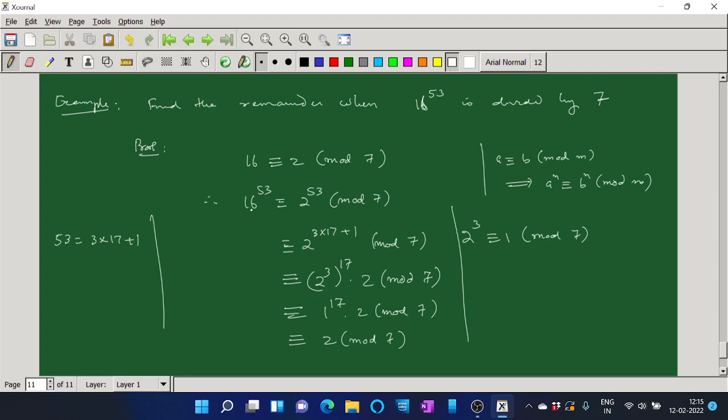First of all, 16 raised to 53, that base number 16 is reduced to a smaller number 2. Again that 2 is reduced to a smaller number 1 here. So this way we can find the remainder when some a raised to n is divided by m. So this type of problem you can practice.